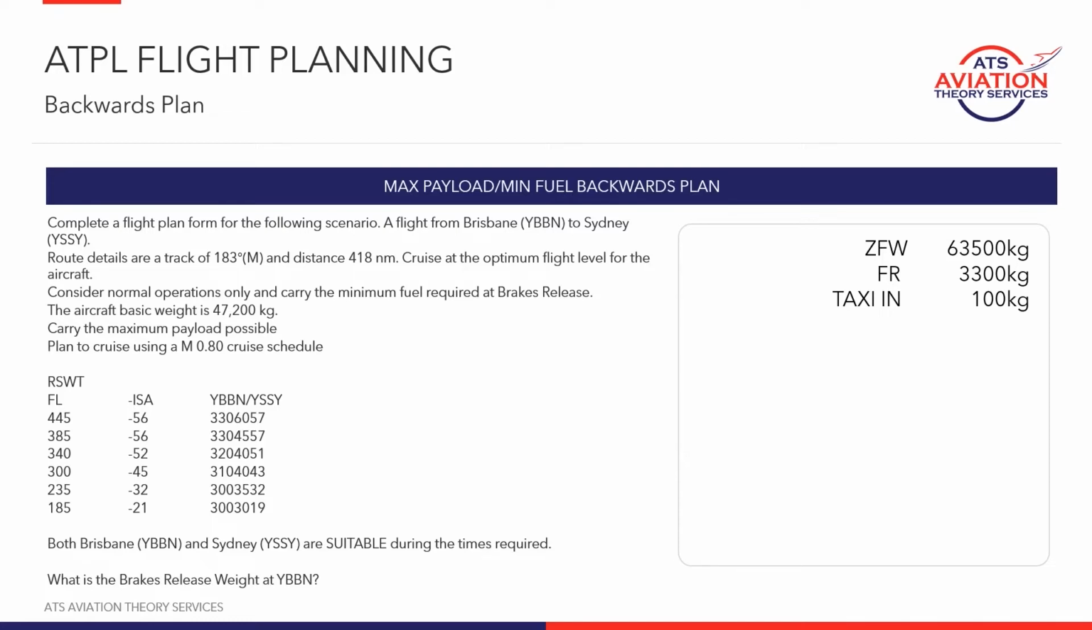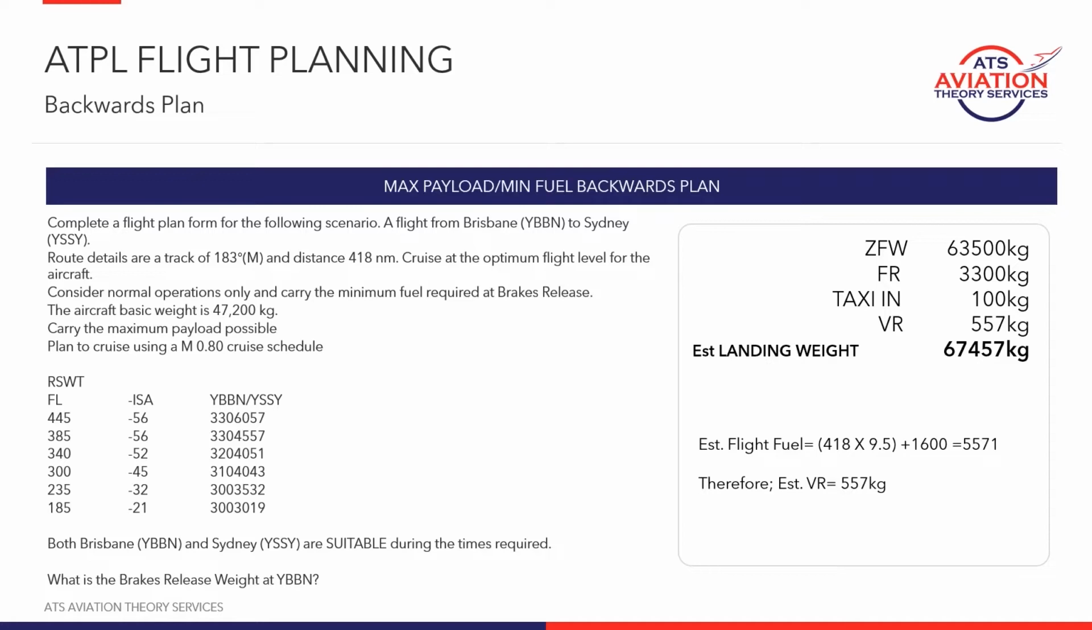By this stage, you'd probably be pretty familiar with how to estimate flight fuel, which means we can estimate a variable reserve. I've given you a distance here, and I've told you we're cruising Mach 0.8, which is an SAR of 9.5. So we can easily estimate the amount of flight fuel. Go 418 times 9.5 plus our climb allowance of 1,600. That gives us an estimated flight fuel of 5,571, which means we can estimate our variable reserve of 557, just 10% of our flight fuel. So let's add that onto the weight of the aircraft. That's all that we're going to have on board on landing. So we estimate our landing weight to be 67,457 kilos.